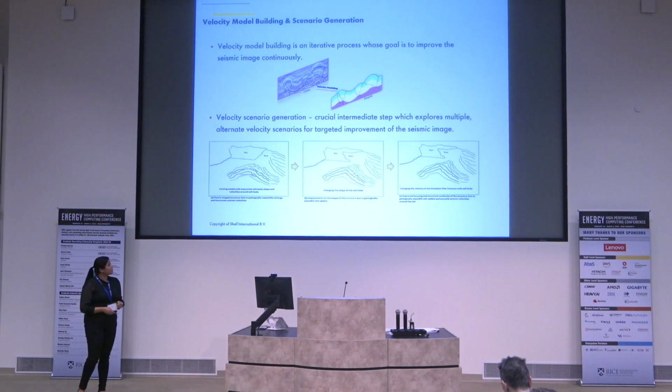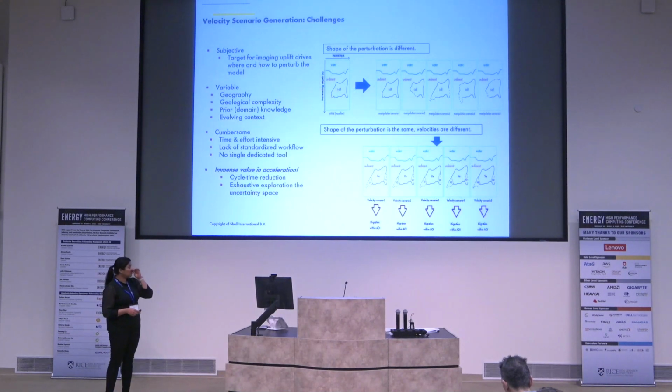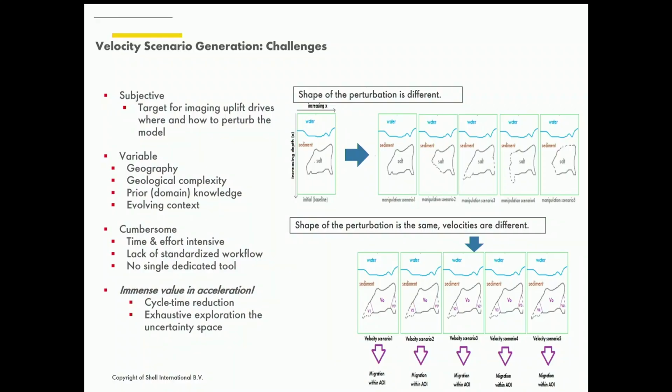So how does this look in practice? What does it entail? Now, usually when salt scenarios are generated, how the velocity model is tweaked and how much it is tweaked is really driven by the target of the imaging uplift. And so a couple of different domain experts might choose to tweak the velocity model in slightly different ways to, in fact, change the seismic in the same region. So there's a fair bit of subjectivity involved in how the scenarios are generated.